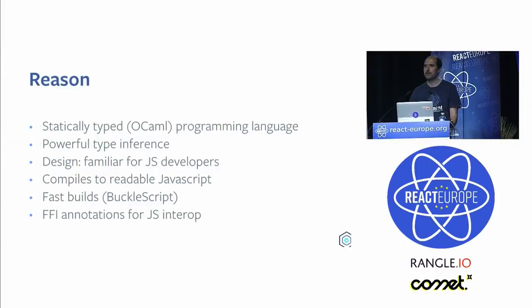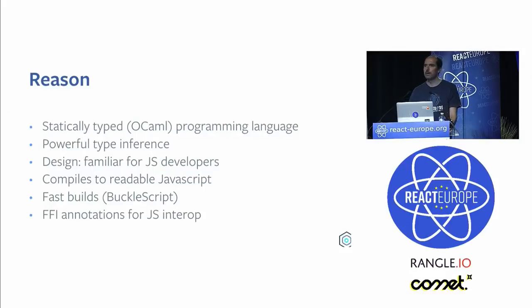So first, what is Reason? Reason is a statically typed programming language. The type system comes from OCaml, which has actually been around for more than 20 years and was developed just 1 hour away from here. What the type system offers is a powerful form of type inference. And what this means in practice is that even though you use a typed language, you need to write very few annotations because most of them can be inferred.